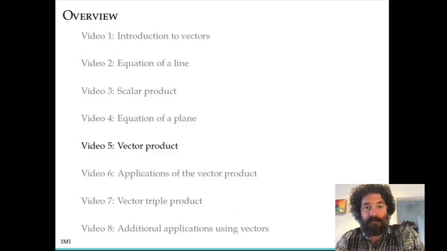Hello, welcome to the fifth video in the section on vectors. And in this video, I'm going to discuss the vector product, which is another way, besides the scalar product, of multiplying two vectors together. It's distinguished from the scalar product in that the result is a vector. That's why we call it the vector product.